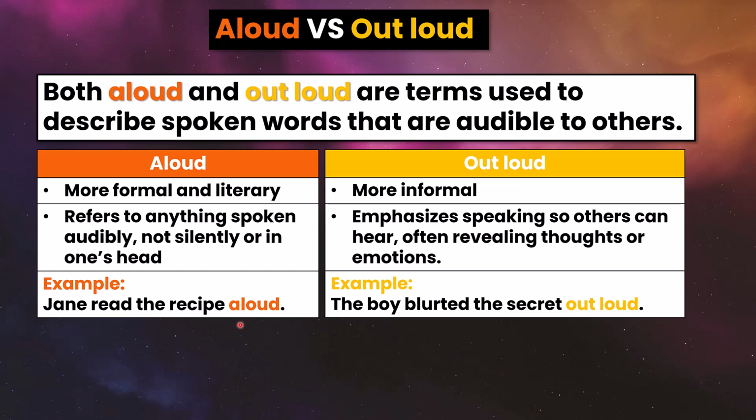And out loud is more informal. Out loud is more commonly used in conversation or texting. And out loud emphasizes speaking so others can hear, often revealing thoughts or emotions. So this would be more common to use in an example like this. The boy blurted the secret out loud. Out loud is more commonly used when someone says something audibly and perhaps they didn't mean to, and it just slipped out. However, usually they can be used interchangeably.